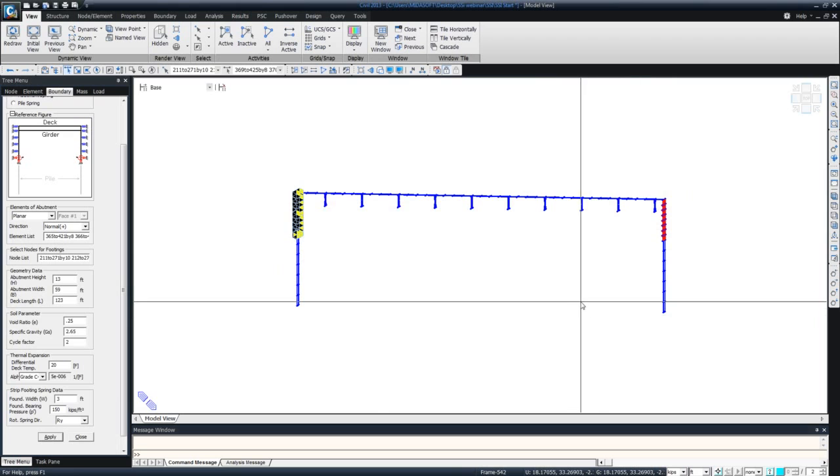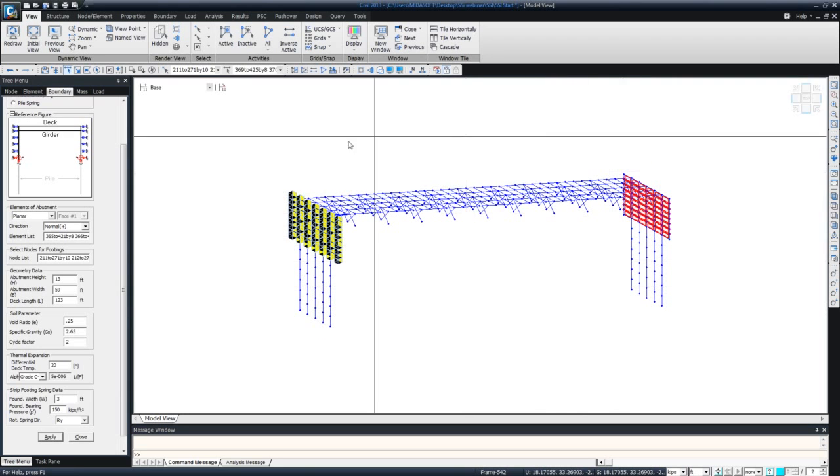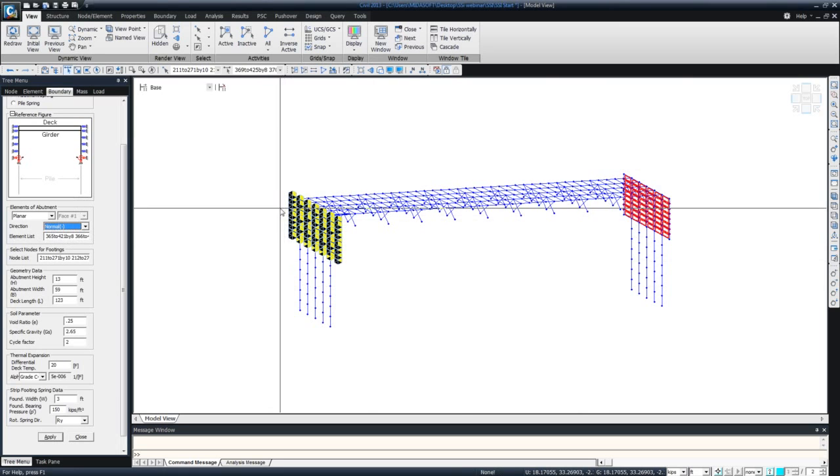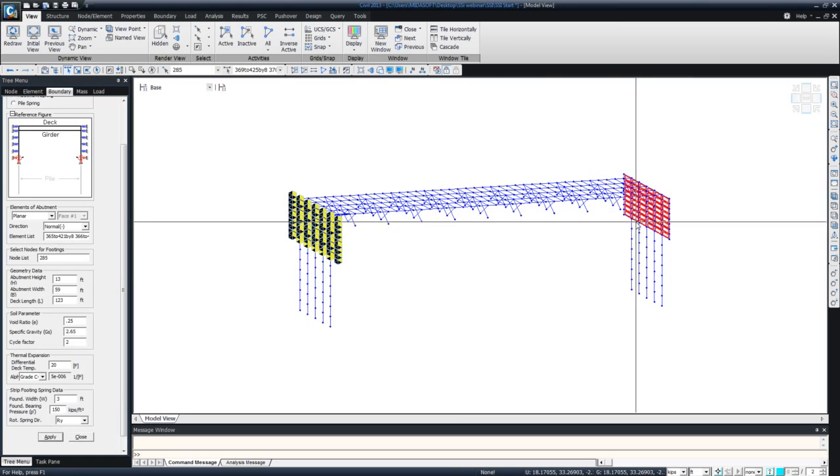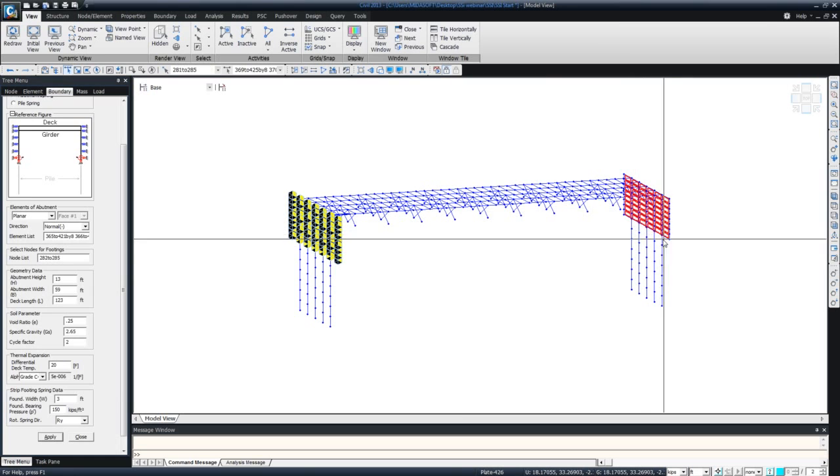So as you can see here, the abutment elements are selected, and now I'm going to change the direction from normal positive to normal negative, because as I said, the springs that we generate here have to be compression only springs, and that's why we are changing the direction here. Now I'm going to select the nodes for the footing. So I'm going to select the nodes at the bottom of this abutment this time, and all the parameters remain the same because essentially the abutment looks the same. And once we click on apply, Midas Civil will automatically apply the abutment supports in this model.